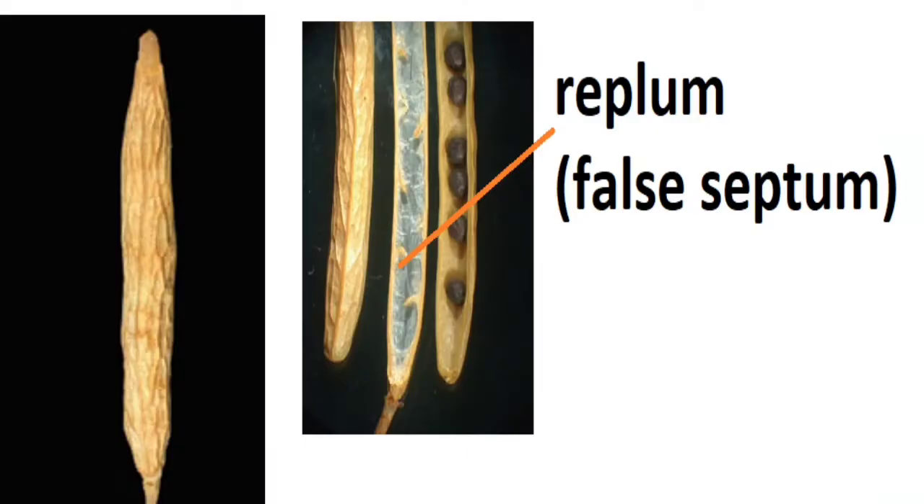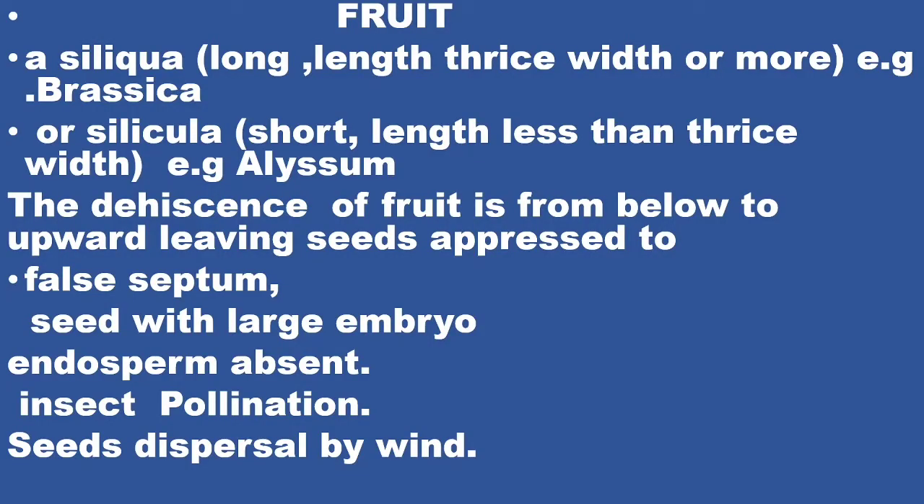This is the fruit. You can see the siliqua. Siliqua is longer than broad. And after the dehiscence, there is replum. That is the false septum. Fruit is of various types. It may be siliqua, just like in brassica. In siliqua, the fruit length is more than width, approximately thrice the width. In silicula, it is the reverse, that it is short and length is less than thrice the width.